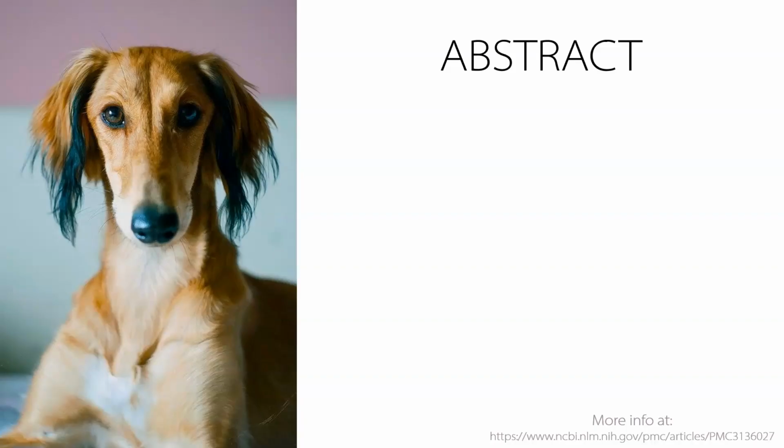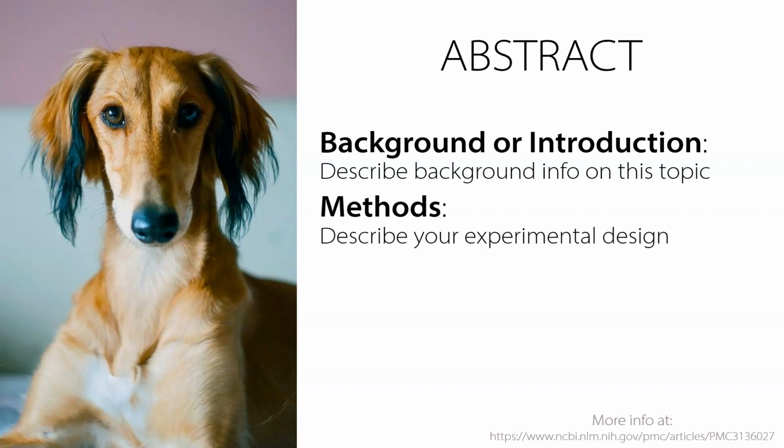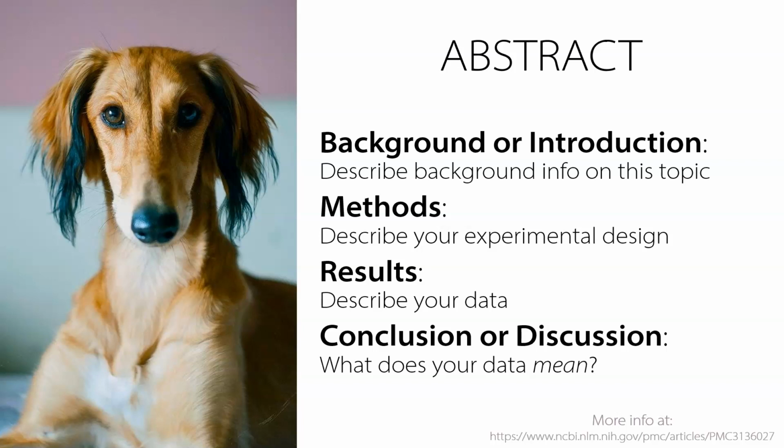An abstract has 4 sections. The background or introduction describes background information on this topic. Methods describe the experimental design. Results describe the data that you actually collected during your experiment. And the conclusion or discussion answers the question, what does your data mean? We will discuss how to write each of these 4 sections and provide an example.